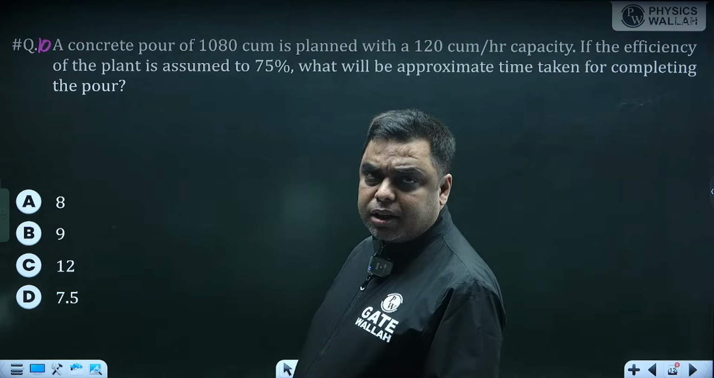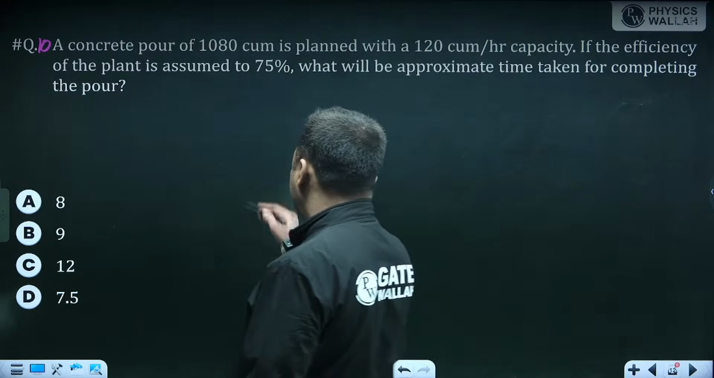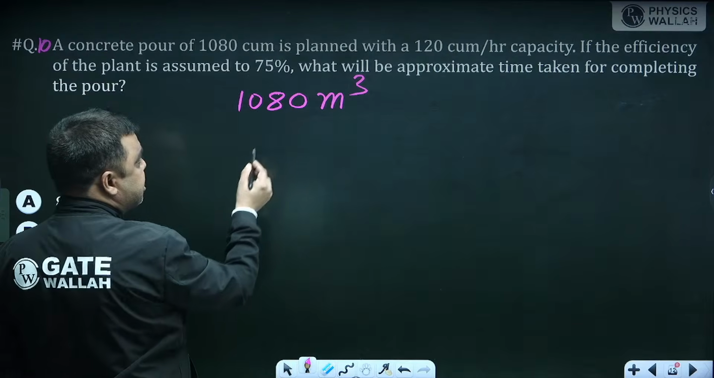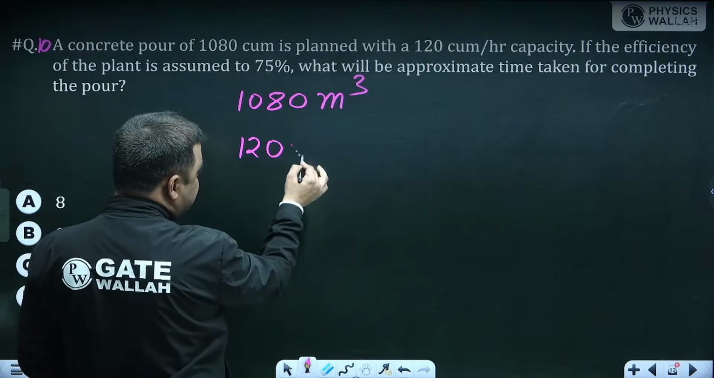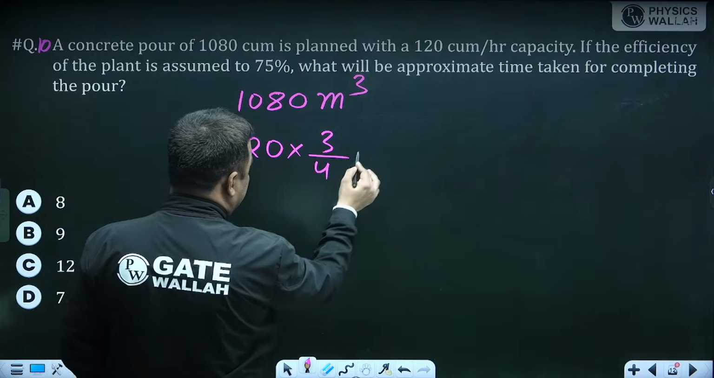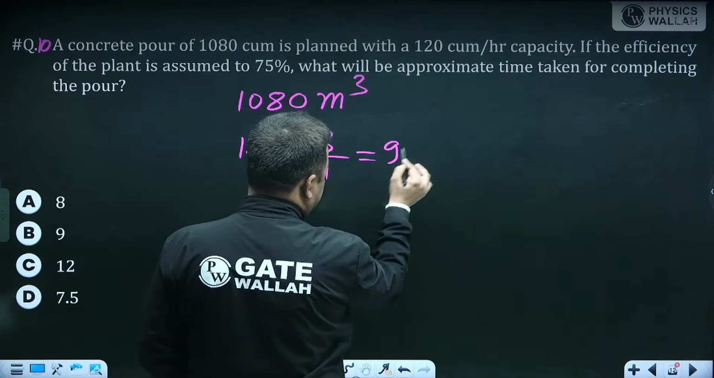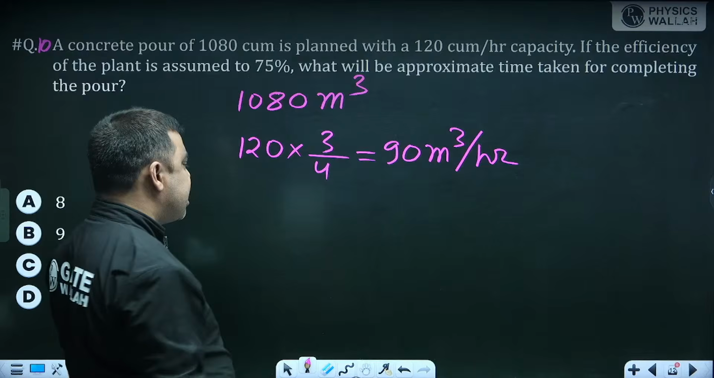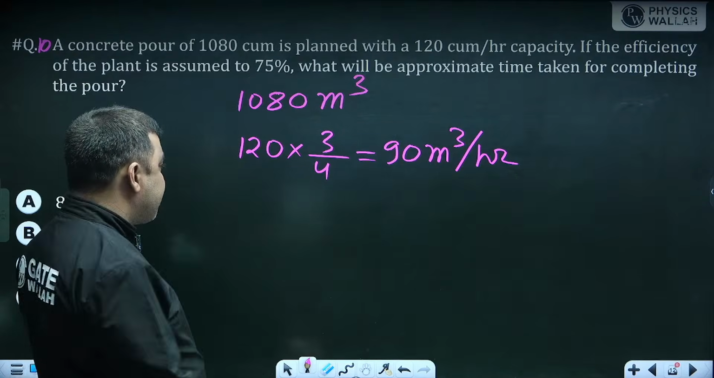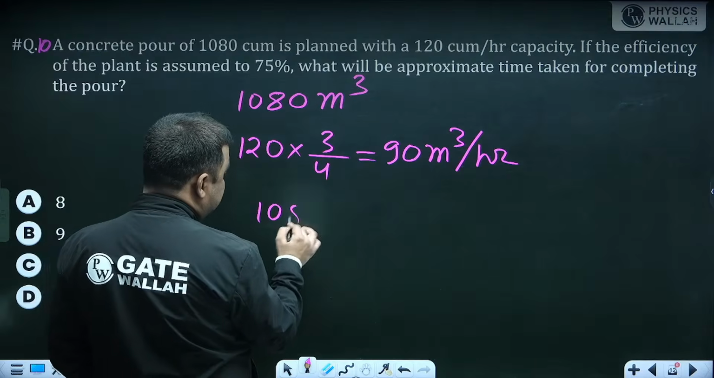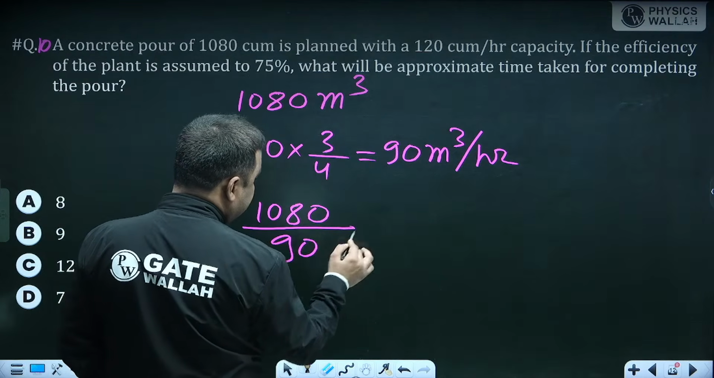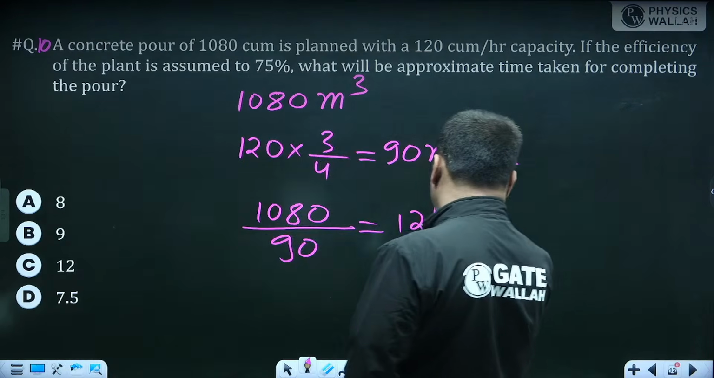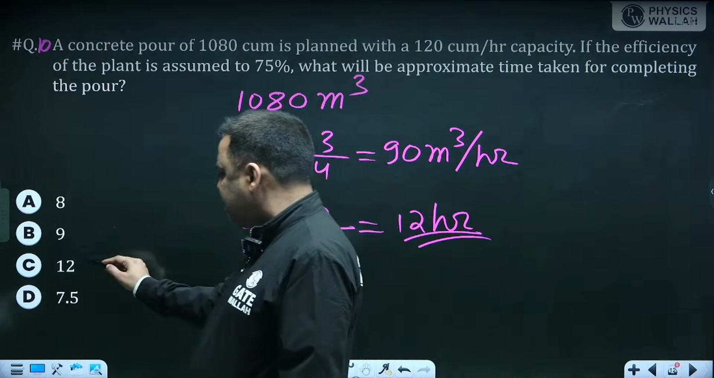What would be the answer? See, you require total concrete 1080 m³, right? And the capacity is 120, 75% of it, 3/4. So it would be 90 m³ per hour. So the time required would be 1080 divided by 90. It would be 12 hours. Answer is option C. Good going.